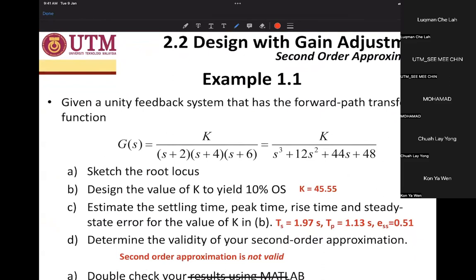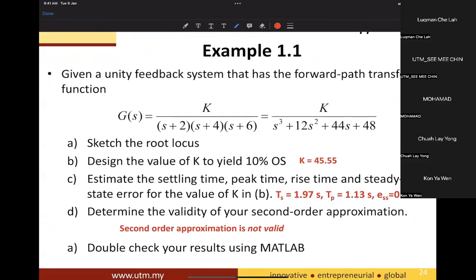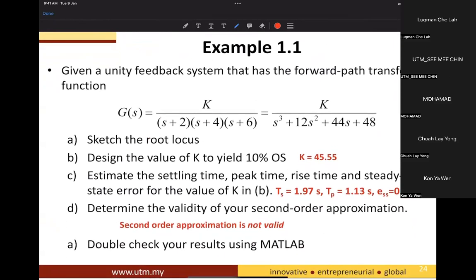Con Yawen, can you read the example, please? Yes, doctor. I puasa mah.